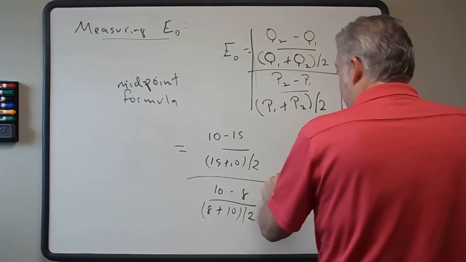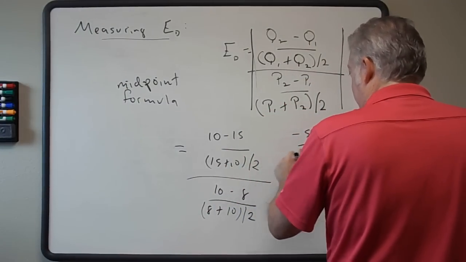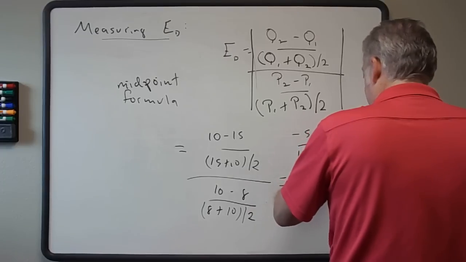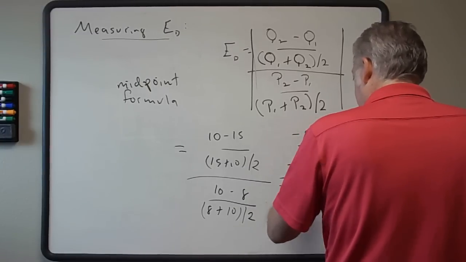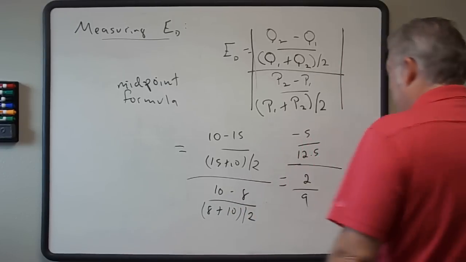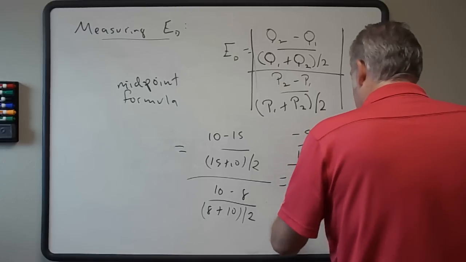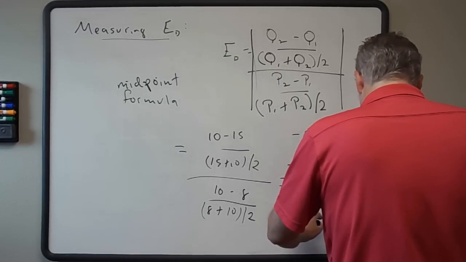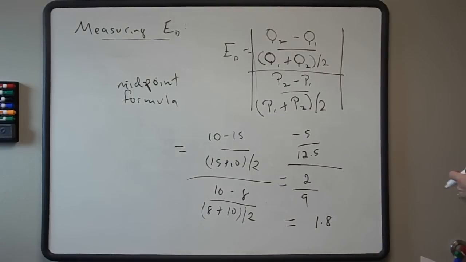So if we work the math here, we end up with 10 minus 15 is negative 5. 15 plus 10 is 25, divided by 2 is 12 and a half. And then 10 minus 8 is 2. 8 plus 10 is 18 over 2, which is 9. And if we do the math correctly, we're going to end up with some value that's going to be somewhere between these two. I believe it comes out to be something around 1.8. Without having a calculator, we're going to end up with some value around there, which is somewhere in the middle of those two values.